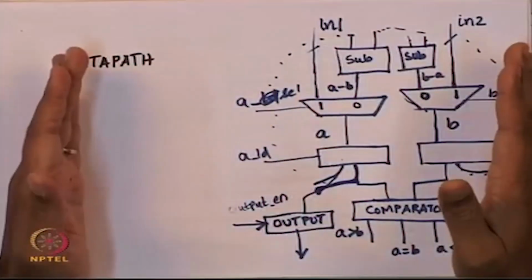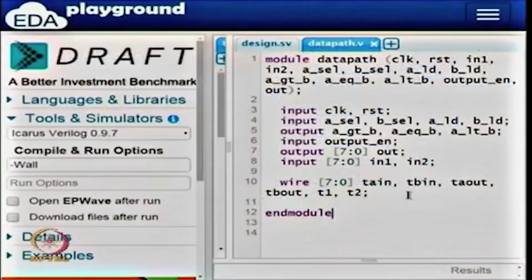So far we have done the module description, or the interface description, for the data path. We will need to put in the internal details of the data path. I will do that in the next lecture module.